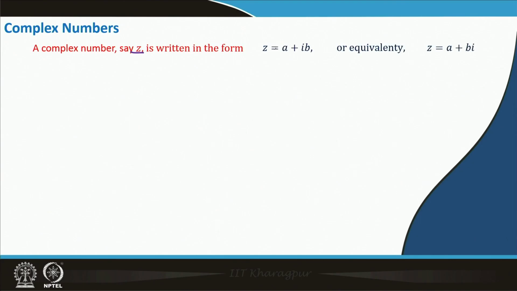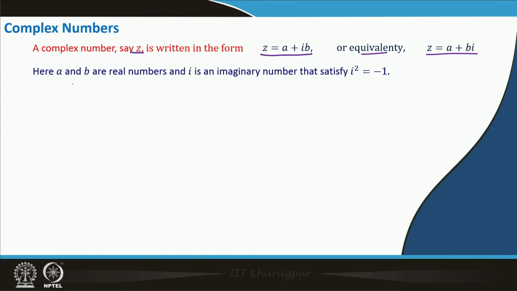So, coming back to the complex numbers. A complex number we usually denote by z. This is written in the form z equal to a plus i b, or equivalently we also write z equal to a plus b i, where a and b are real numbers and i is called the imaginary number, which satisfies i squared equal to minus 1.